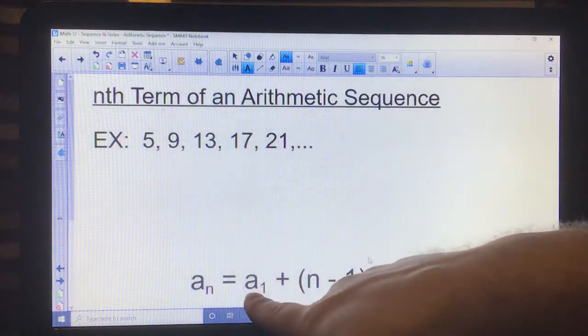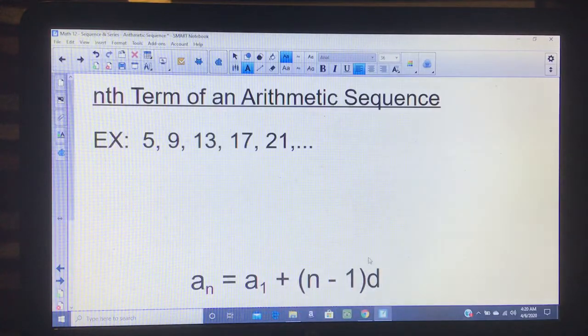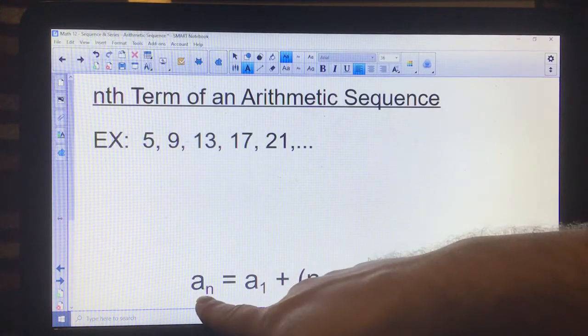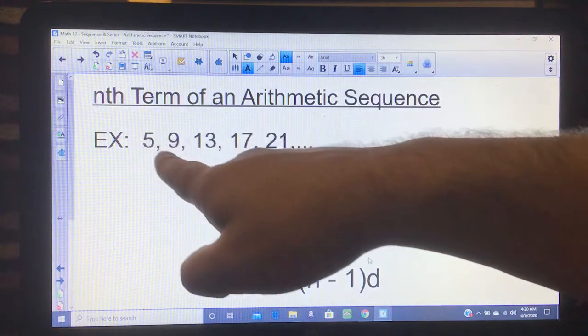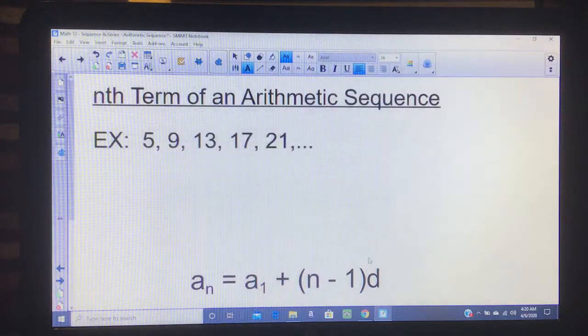And I'm going to show it in the calculator in a moment. So I'm going to put 5 plus, if I want the 50th term, n minus 1 would be 49. So I'm going to use 49 instead of 50. And then the common difference, remember we found the common difference of this was 4. So I would do this calculation.